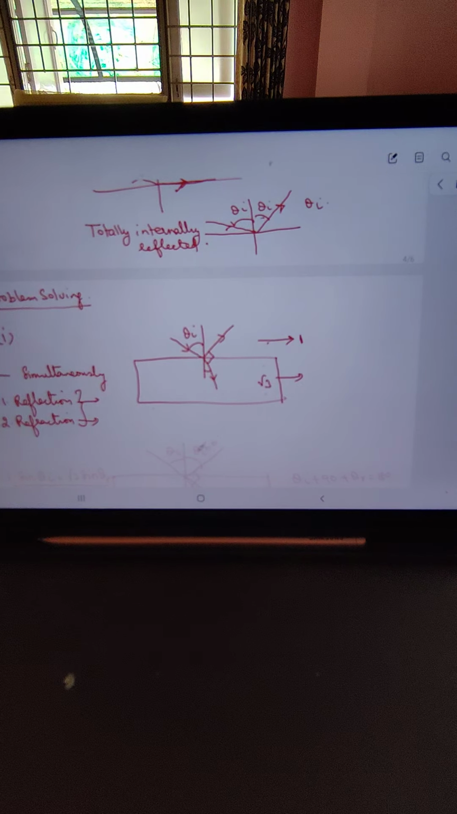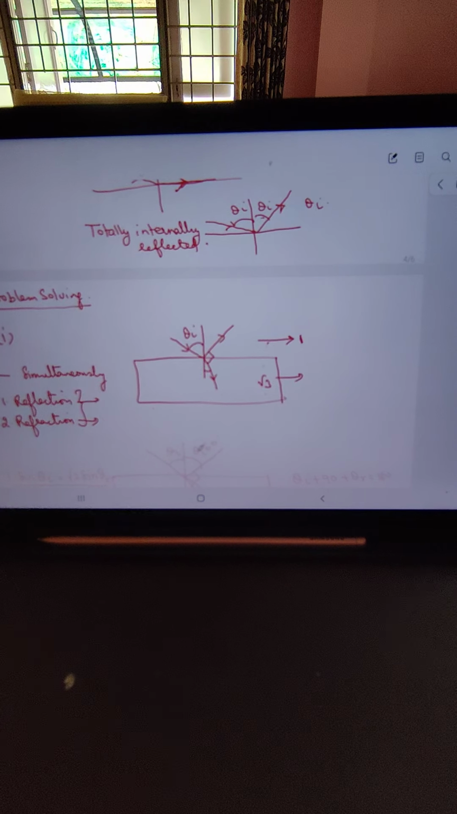So one thing this problem is making us aware of is that the phenomenon of reflection and refraction is going to take place simultaneously. Now in this case it so happens that the reflected and the refracted ray are mutually perpendicular.